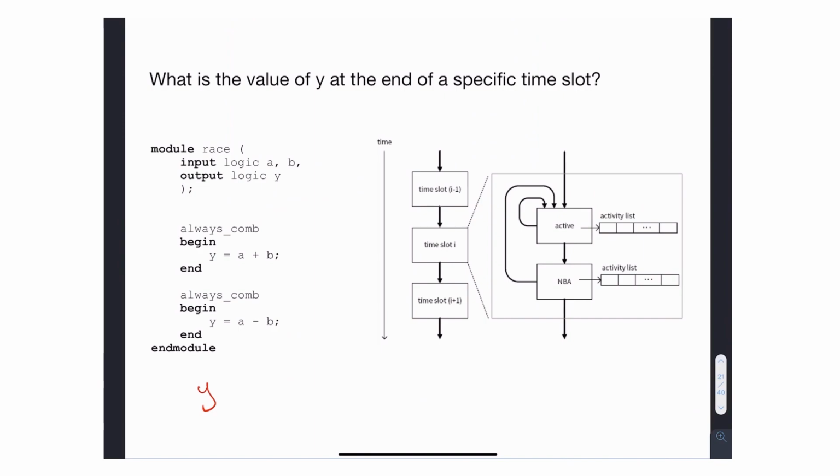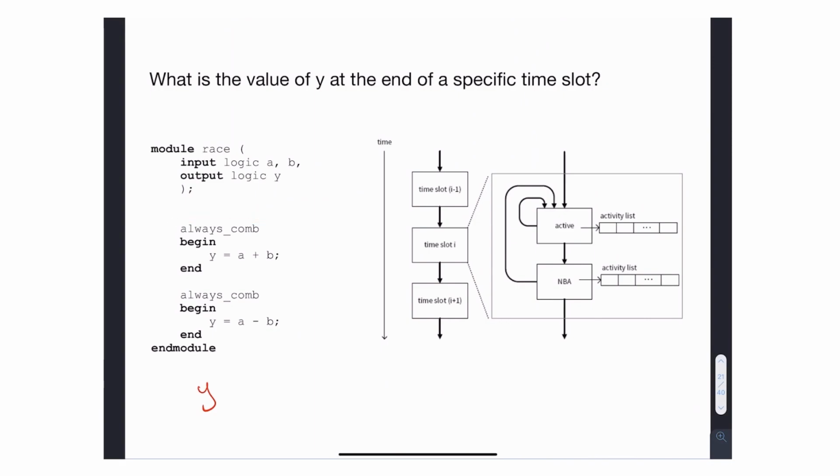Hopefully you got the chance to think about it. It's kind of strange. y would be a plus b, or y would be a minus b. It's basically both at the same time, and it cannot happen. Whatever a and b are, I'm adding them up or subtracting them depending on which always statement gets implemented first. If you thought that the y equals a minus b comes last, so y should have this value, you're wrong.